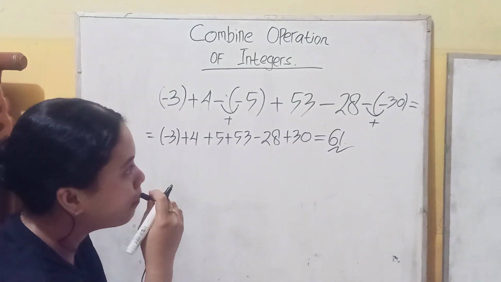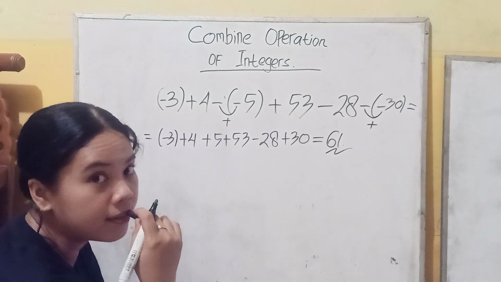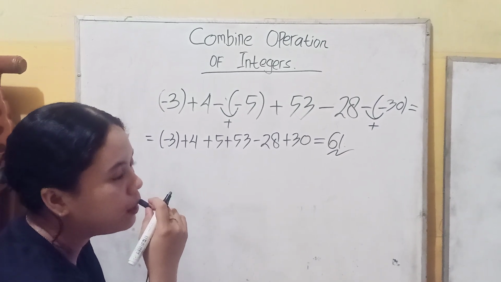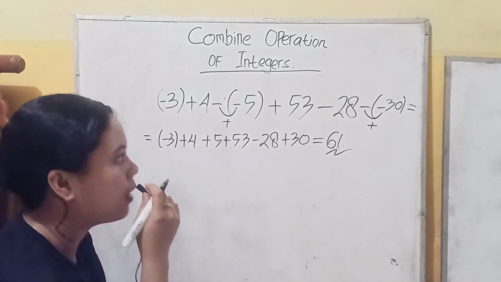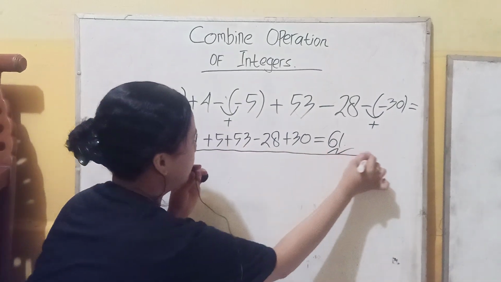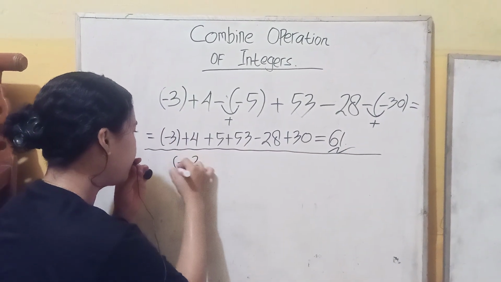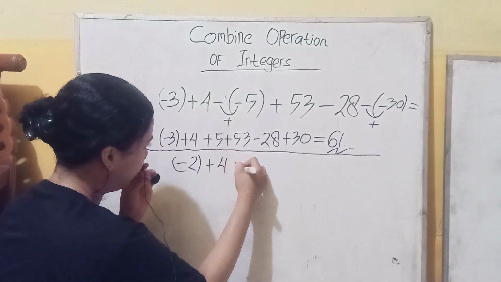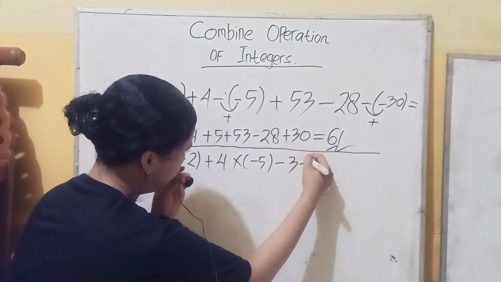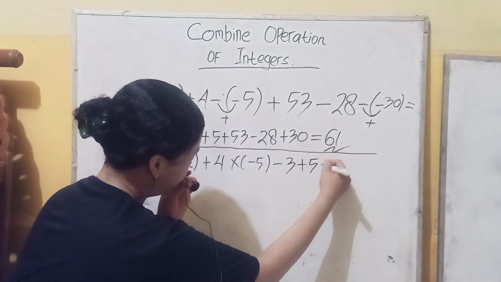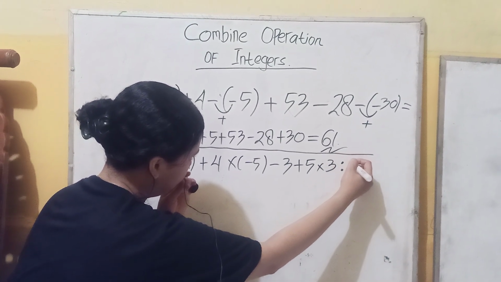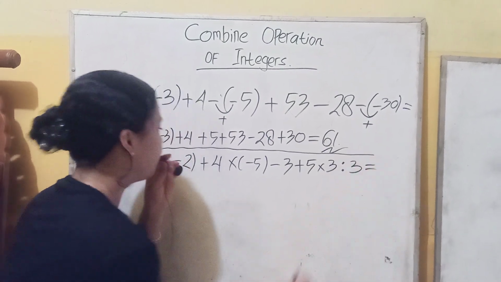Okay, so I think this topic is actually a basic skill for math, which is just additions and subtractions only, but you need to be careful with the signs. Okay, so let's say we have the multiplications. Let's say I have the other question: negative 2 plus 4 times negative 5 minus 3 plus 5 times 3 divided by 3 as well. Equals to, okay.